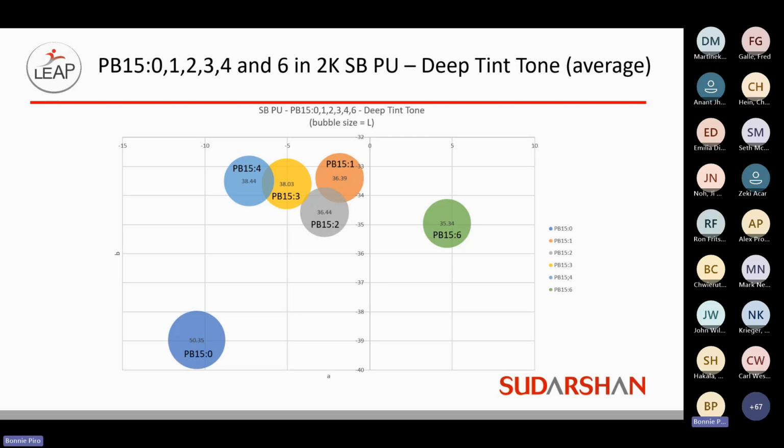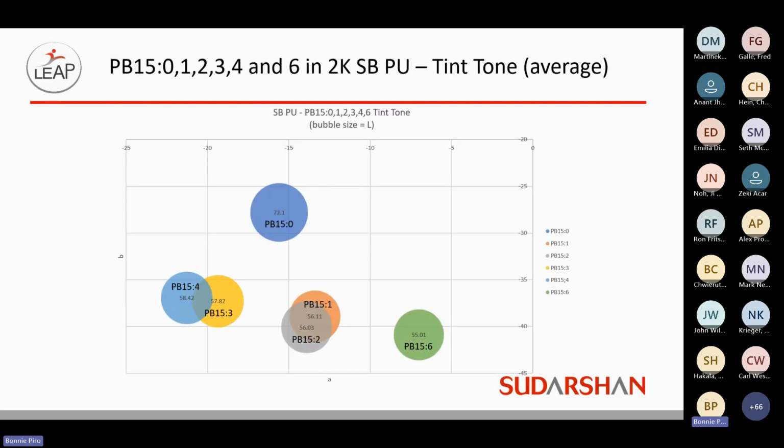The interesting thing to note here is that in this solvent-based polyurethane formulation type, the Pigment Blue 15:0 alpha does not disperse as well, because it shows itself to be very much to the green side, as well as a higher L value in terms of its development. So in this formulation type, this modification does not disperse as well as the others.